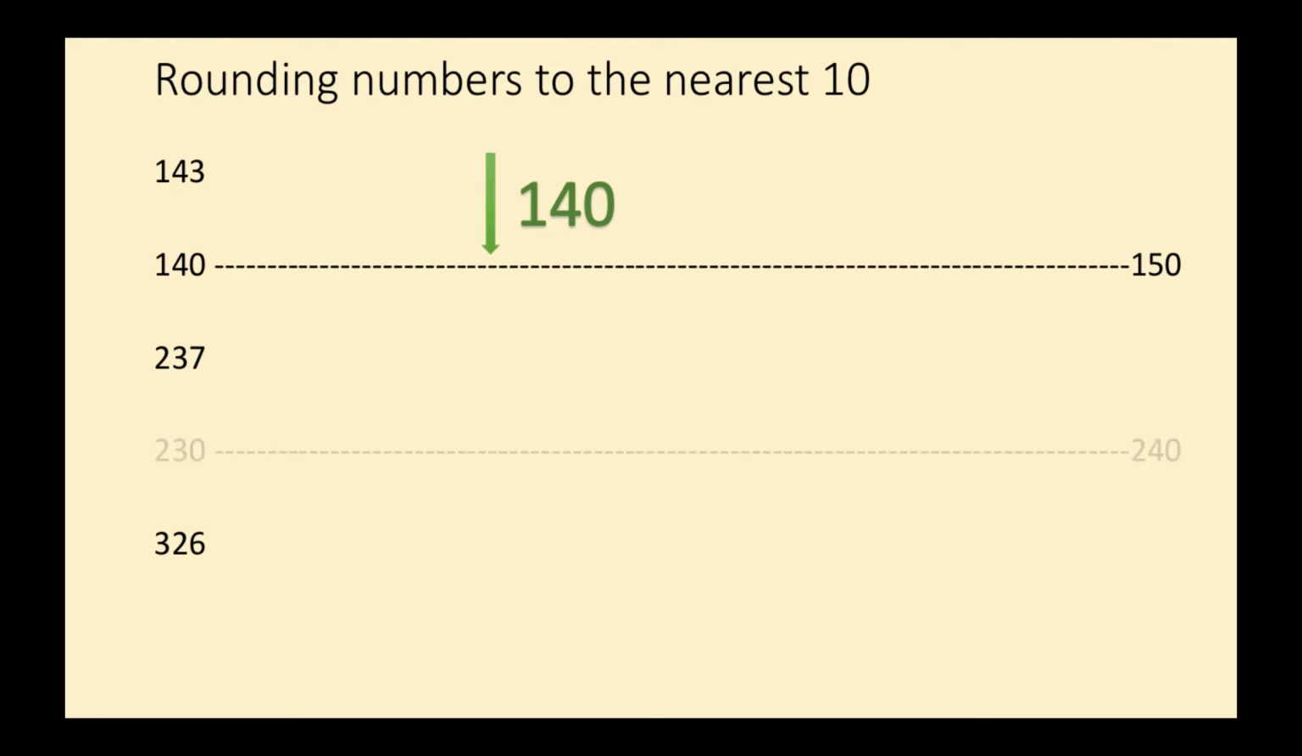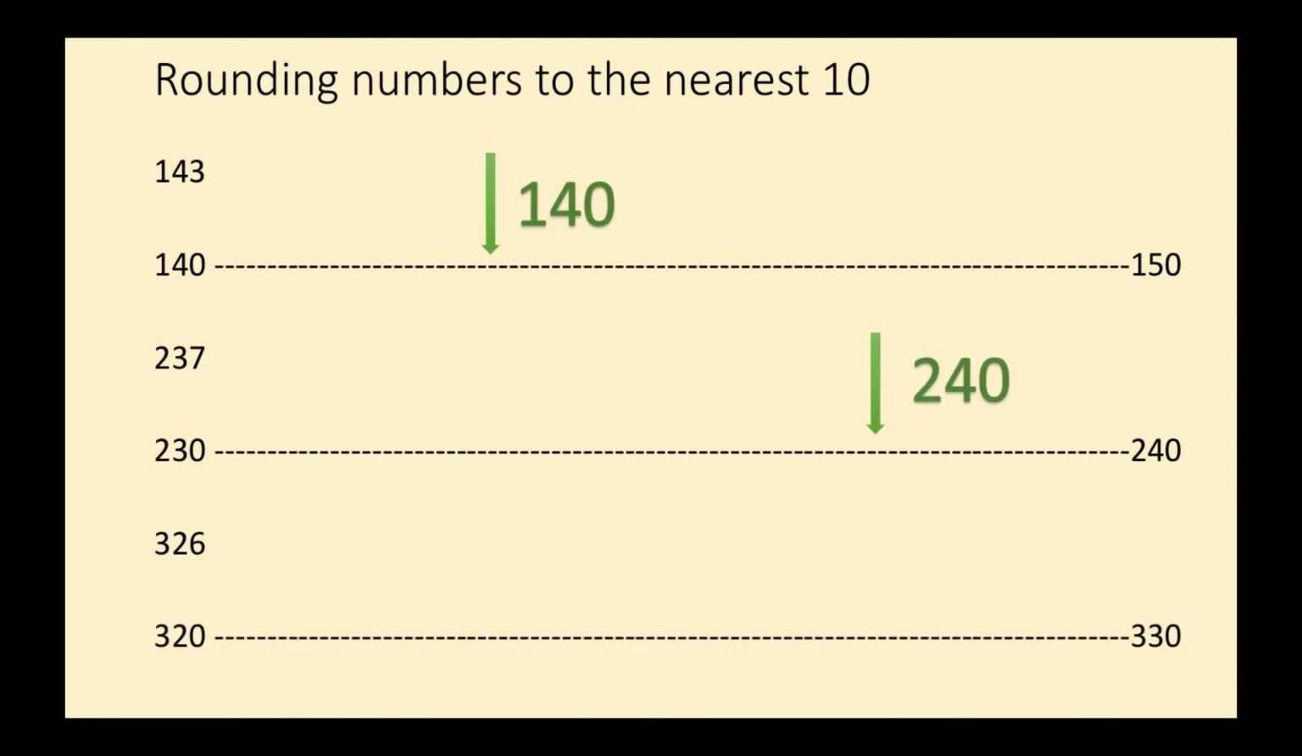So 237 must be between 230 and 240. So looking on the number line, it must be around about there, so we have to round it to 240. And then 326 must lie between 320 and 330. So 26, the 6 is 5 or above, so it goes there, or 326 must be around about there, so we'd round it to 330.